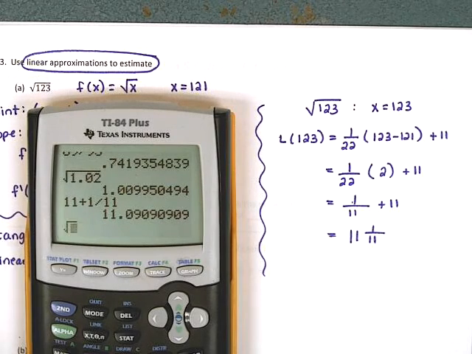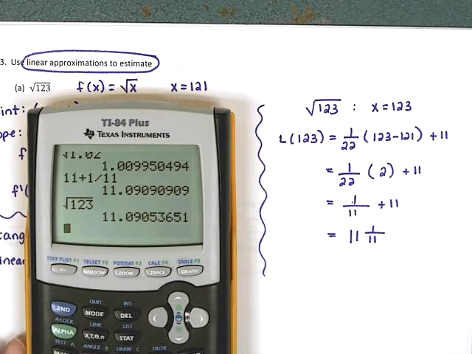11 plus 1/11 would be 11.09. If I actually calculate the square root of 123, those two numbers are pretty darn close together. This is a fairly accurate estimation, whereas if I had said to you when you came in today, what's the square root of 123, you might have said it's pretty close to 11, but you probably couldn't have been as specific as 11 and 1/11.